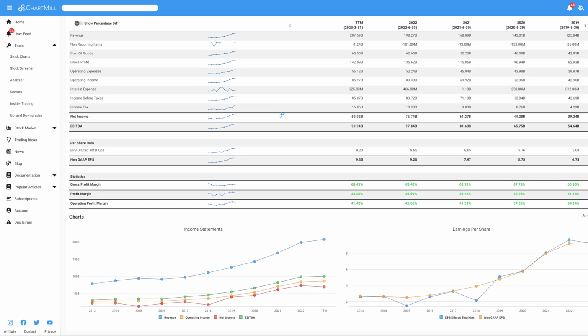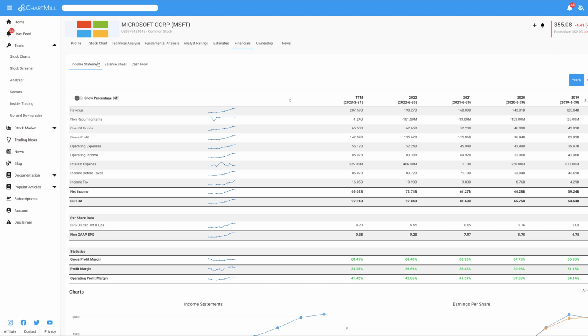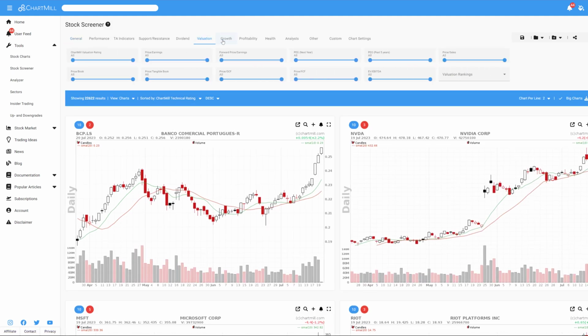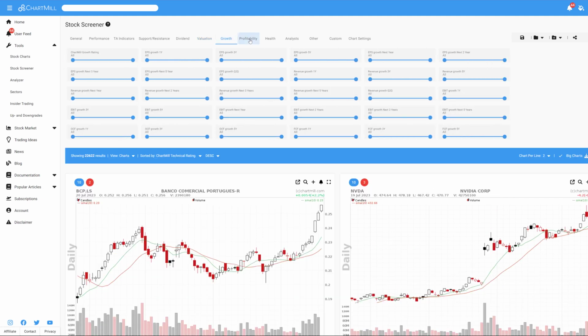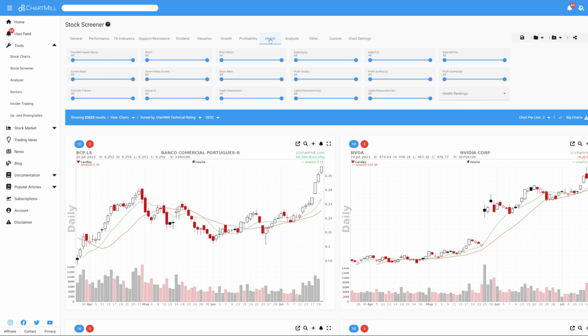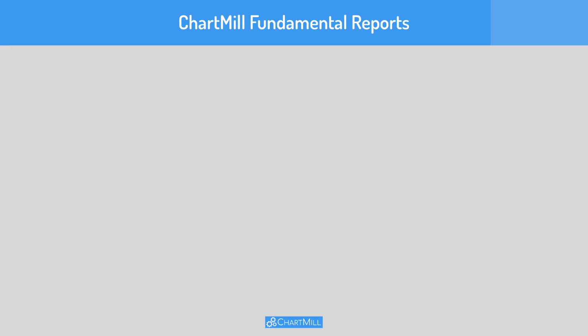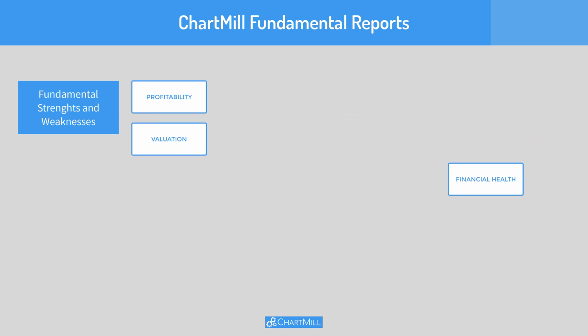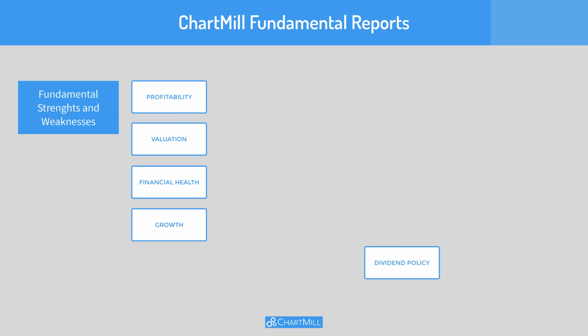Based on this data, ChartMill offers more than 85 fundamental ratios, which can be used as individual screening filters. The fundamental analysis reports highlighted in this video are also created entirely autonomously on the basis of this quantitative data. They provide an objective and in-depth view of the company's specific fundamental strengths and weaknesses, divided into 5 main categories: profitability, valuation, financial health, growth, and the dividend policy.